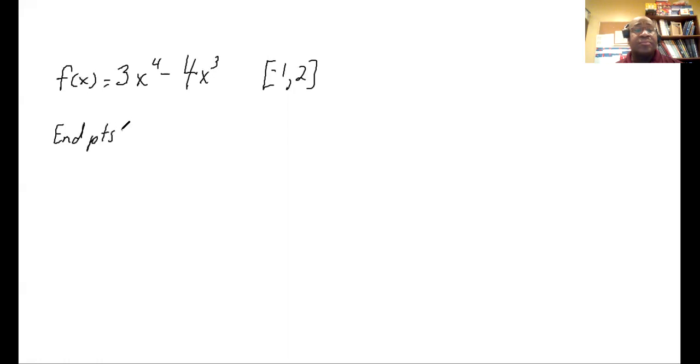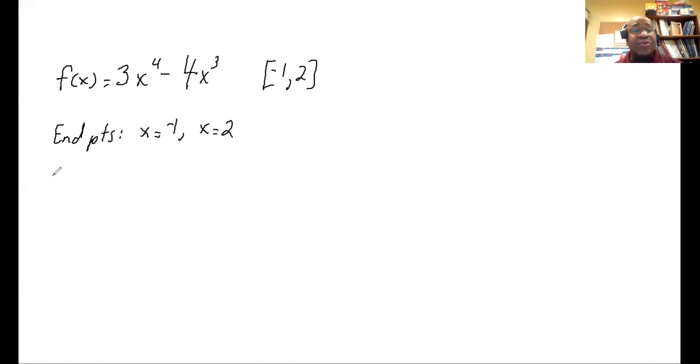All right, so remember that our function f of x equals 3x to the fourth minus 4x cubed, and the interval is from -1 to +2. All right, so now let's look at the endpoints. The endpoints are simply -1 and +2. So x equals -1, x equals +2. Those are the endpoints of the interval.